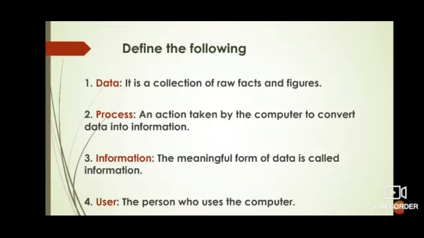Now next, define the following. First is data. It is a collection of raw facts and figures. Process, an action taken by the computer to convert data into information. Information, the meaningful form of data is called information. And user, the person who uses the computer.